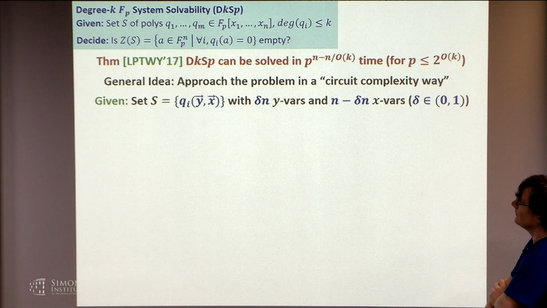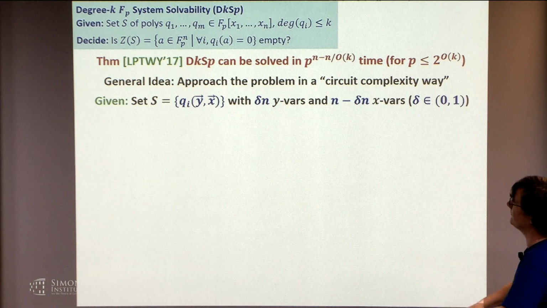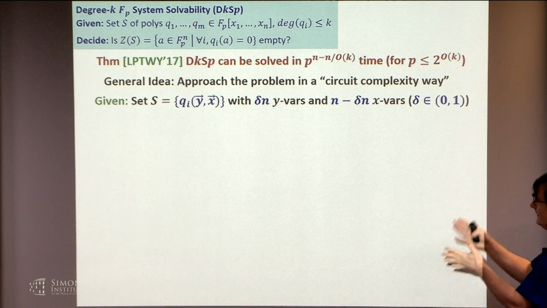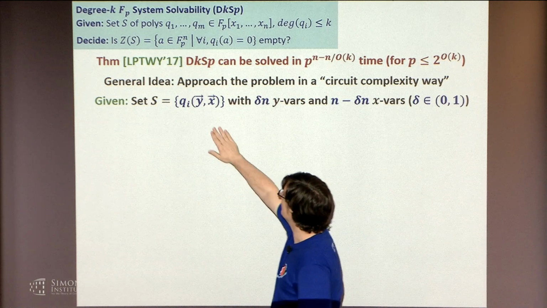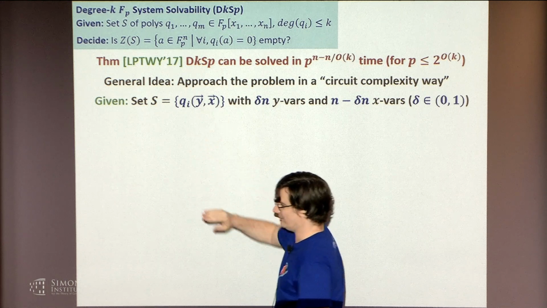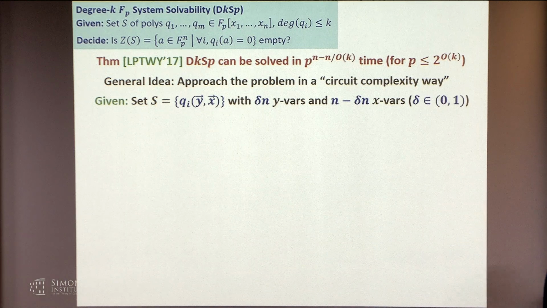We're given a set of polynomials, again degree k polynomials. And I partition mentally the set of variables into, say, delta n variables and n minus delta n variables for some parameter delta.